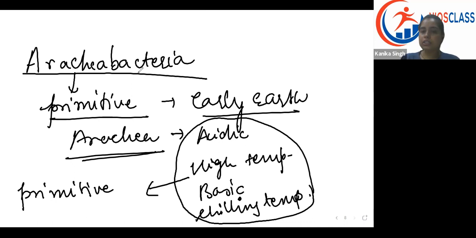In acidic concentration, we as organisms cannot survive even though we are multicellular. In more basic concentration, we are also not able to survive. At high temperature, around 100 degrees Celsius to 110 degrees Celsius or even 170 degrees Celsius, how can we survive? Right now, at 40 degrees Celsius, we are not able to survive. So these are the very drastic conditions where these bacteria survive, and they are known as archaebacteria. It was believed that these are present from the primitive Earth only. So these were the first who colonized the Earth.